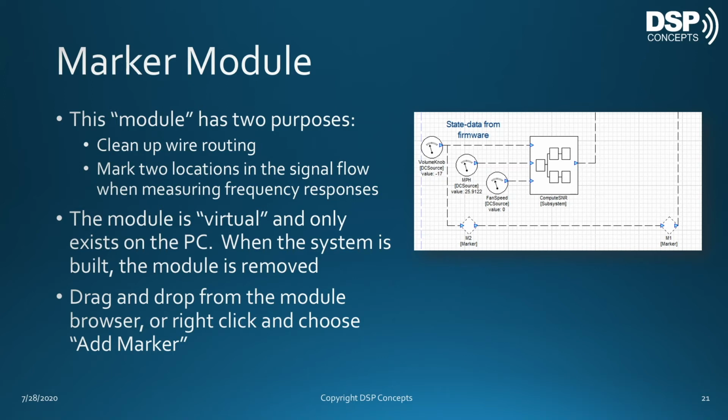Now the marker module is virtual, which means it only exists on the PC in your block diagram. When the system is built, the module is removed, so it doesn't take up any memory or any processing on the target. There's two options if you want to create a marker module. You can either drag it out from the module palette, or you can right-click on an empty part of the canvas and select Add Marker.